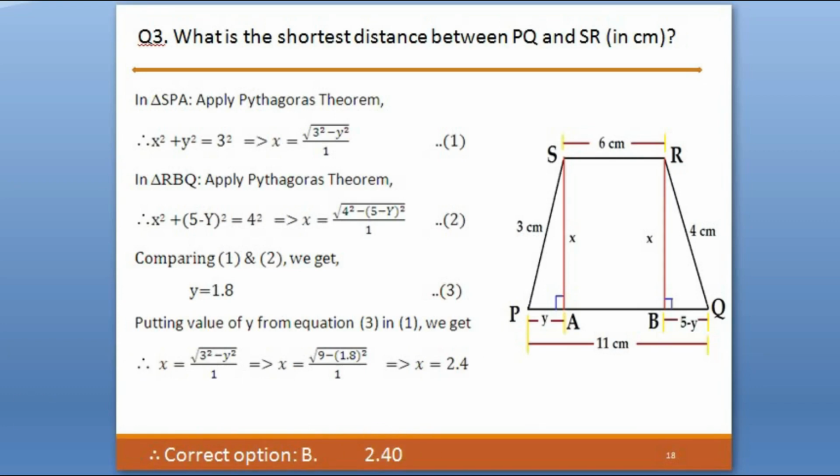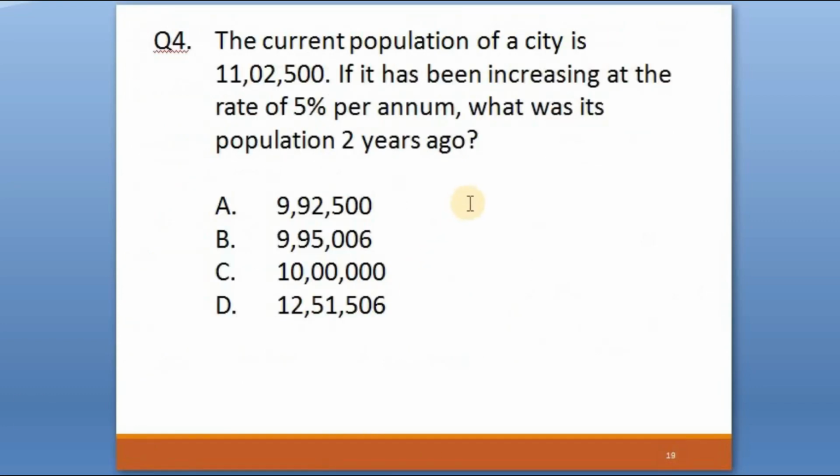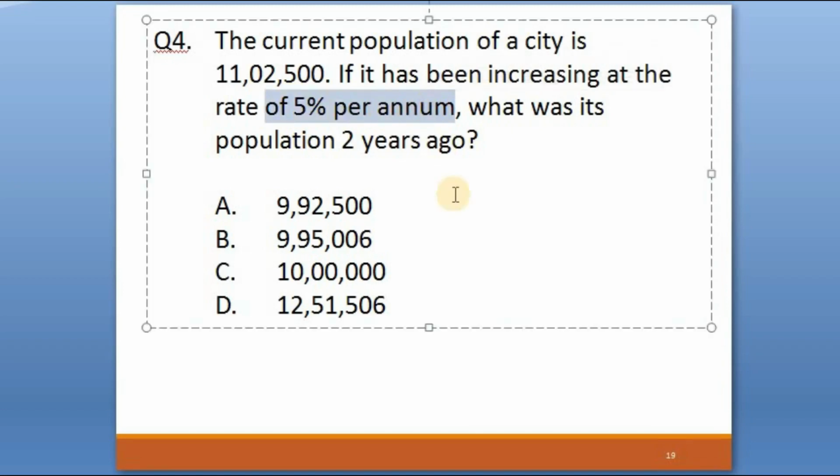Now let's move to the next question. Current population of a city is 11,02,500. If it has been increasing at the rate of 5% per annum, what was its population 2 years ago? Now we have to understand the question actually. Present population is given, but he is asking what was its population 2 years back, and the population is increasing 5% per annum. Now for such type of questions, how will we proceed?